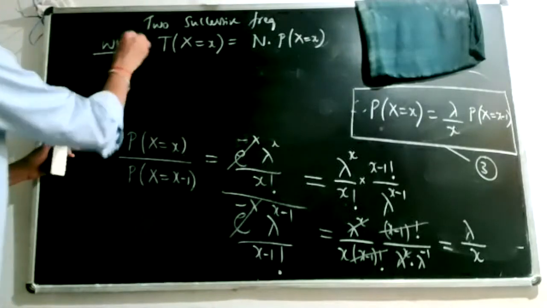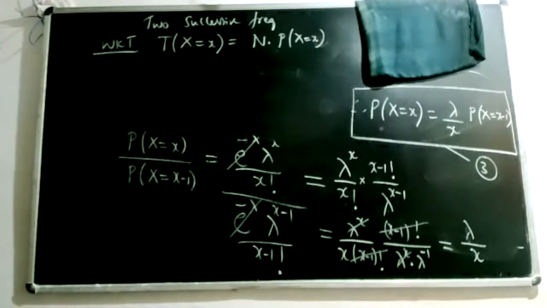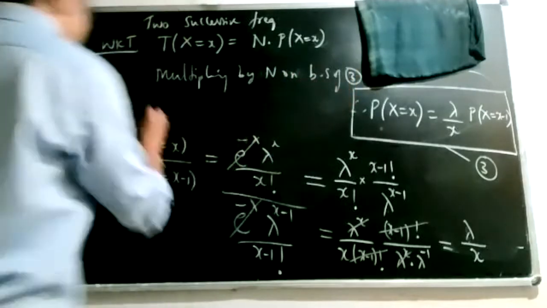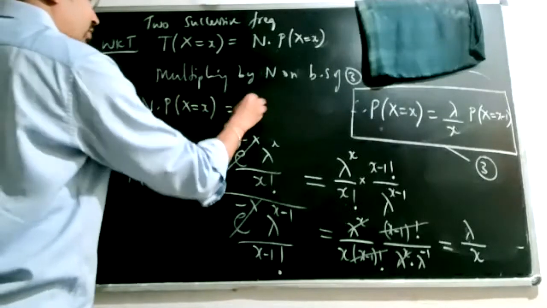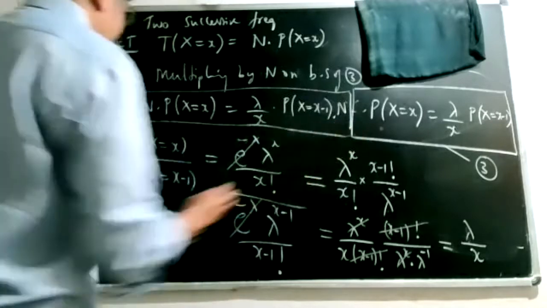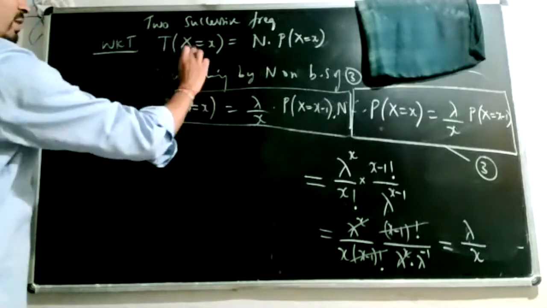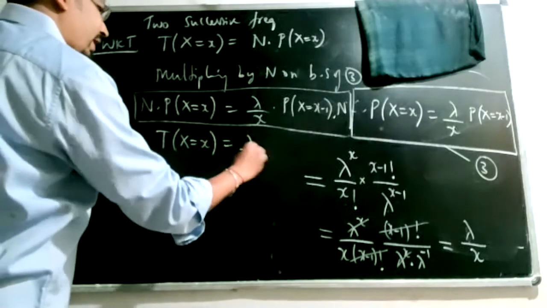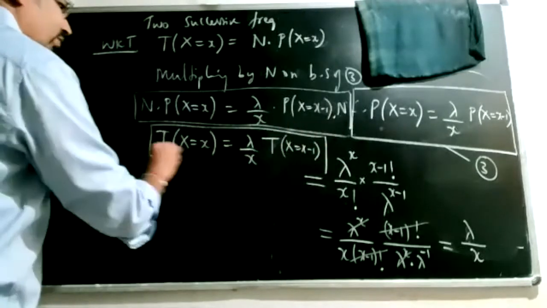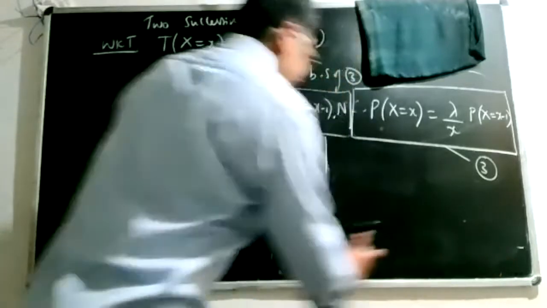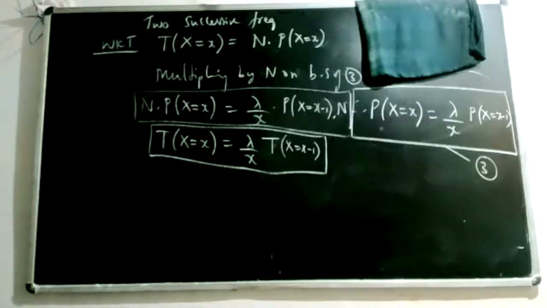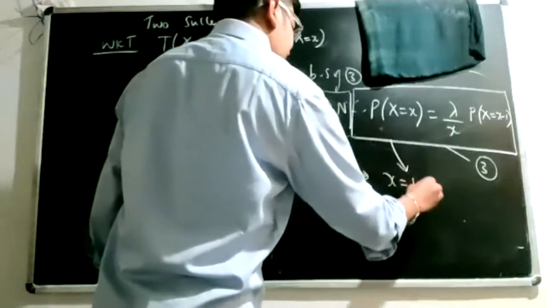So this is what we already know. We know that the frequency of x equals n into P(X = x). Now multiplying by n on both sides of expression 3, we get n into P(X = x) is equal to lambda by x into P(X = x-1) into n. So n into P(X = x) becomes f(x), we have lambda by x as it is, and n into P(X = x-1) becomes f(x-1). So if you know the previous frequency, you can just obtain the next frequency by using the relation f(x) is equal to lambda by x into f(x-1). And both equations work for x equal to 1, 2, 3 onwards.